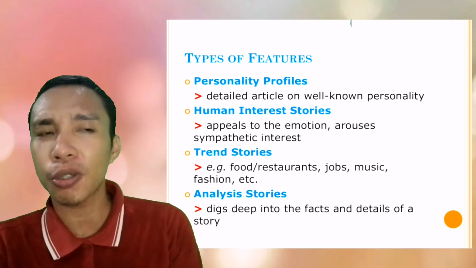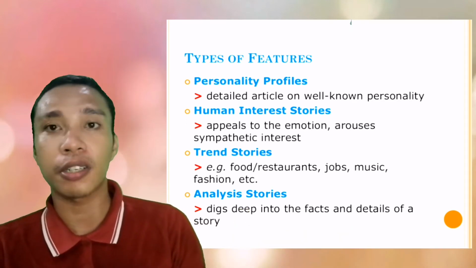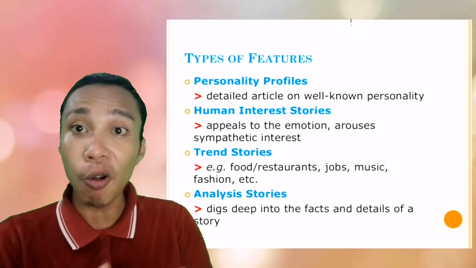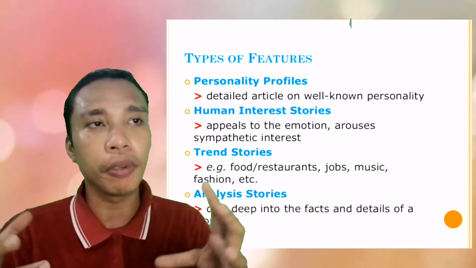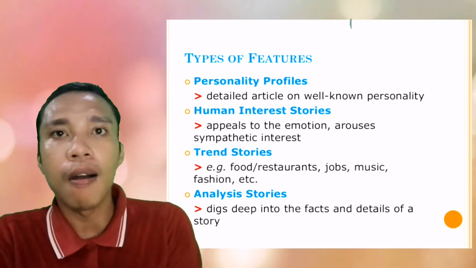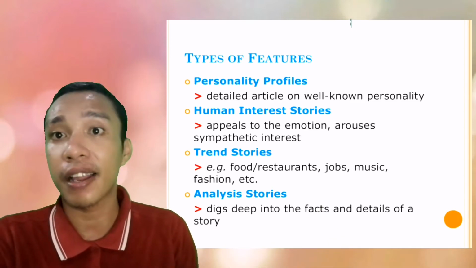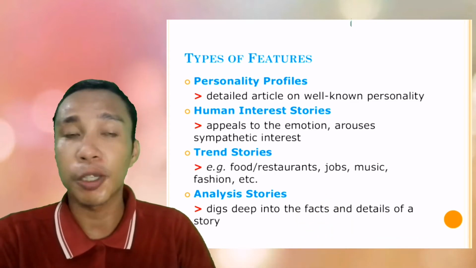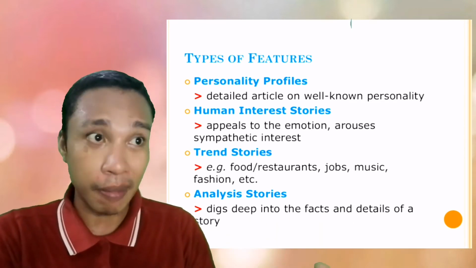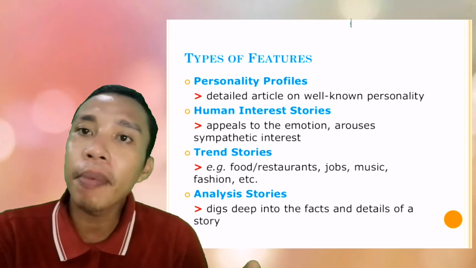Another one, human interest stories. So what are the human interest stories? So number one, it appeals to emotion, arouses sympathetic interest. So whatever it is that interests the whole society or the whole community, then you can feature that. Say for example, in this case, we have the COVID-19, so you can feature COVID-19, the viruses, how did it spread to the whole world, the number of cases, and so on and so forth. So you can feature that because it arouses a sympathetic interest. Okay, this is what happened and something like that.